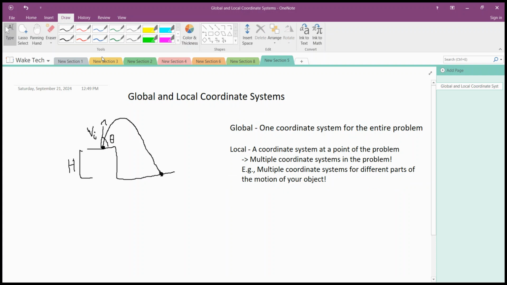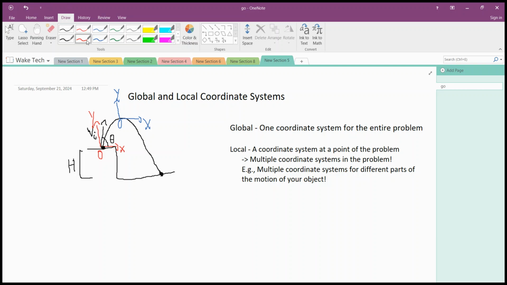So let's make an example of that with this problem. It's a bit of a silly example. You wouldn't want to do it for reasons I'll discuss in a moment, but you could make one coordinate system here for this part of the motion of your problem, and then you could choose another coordinate system up here. So one coordinate system for the motion of your object until it reaches its maximum height, and then another coordinate system from when it reaches its maximum height until it reaches the ground.